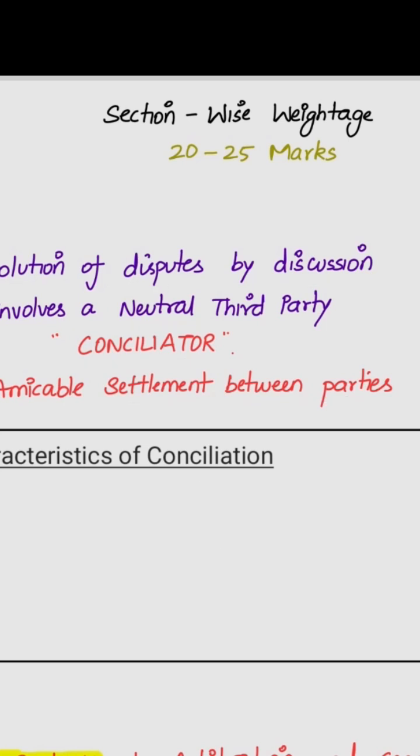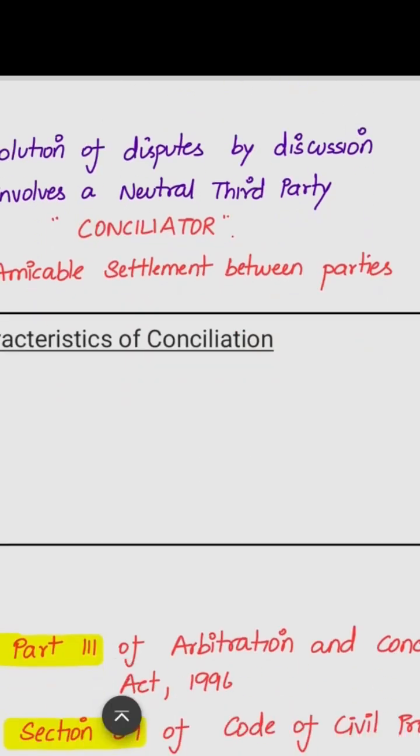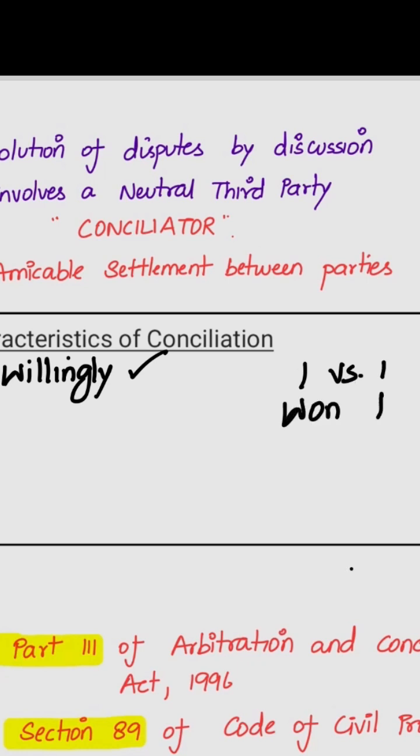Now, these are the characteristics of conciliation. Conciliation is voluntary. Both the parties must come willingly. We cannot force anyone to conciliation. Both the parties must come willingly. Non-adversarial. Adversary means fighting, one versus one. In that, the outcome will be one person won, other person lost. This is done in arbitration, but in conciliation, this is non-adversarial. We cannot say one person won or one person lost. Both the persons will solve the dispute by discussion and both of them will be happily going home. This is the outcome of conciliation.